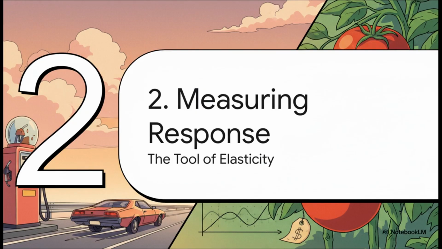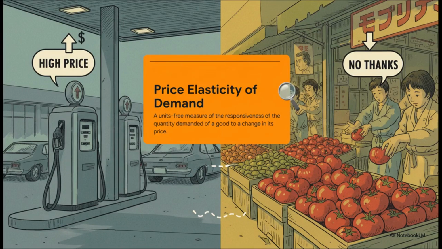And what is that tool? Well, it's called elasticity. Think of it as the secret weapon for figuring out just how sensitive, or responsive, we are as consumers when a price changes. Okay, so here's the textbook definition. It might look a bit dry, but trust me, this idea is super powerful.